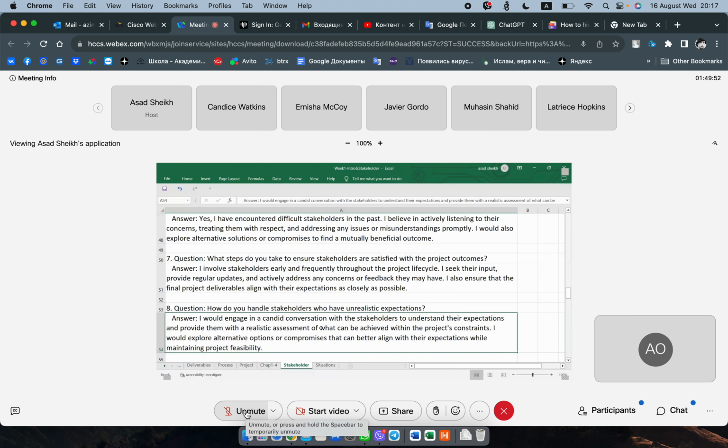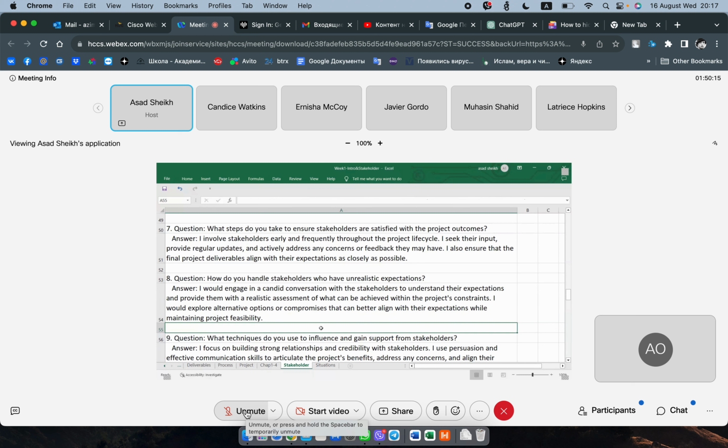I involve stakeholders early and frequently throughout the project lifecycle. I seek their input, provide regular updates, and actively address any concerns or feedback they may have. I also ensure that final project deliverables align with their expectations as closely as possible. This could be one of the answers to this problem in the PMP exam. And so you just have to make sure you go through these questions and know the answer, know how to approach it. Next, how do you handle stakeholders who have unrealistic expectations?